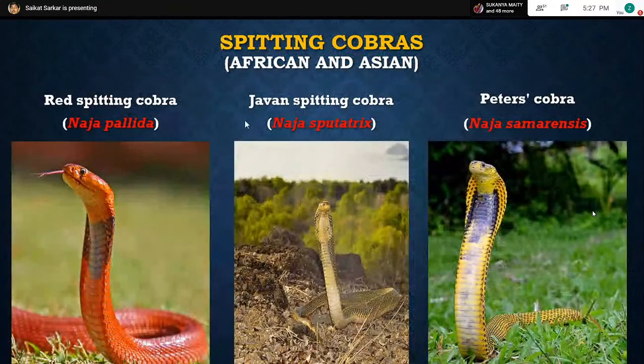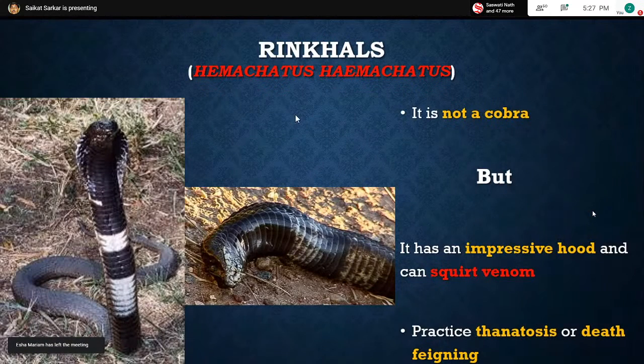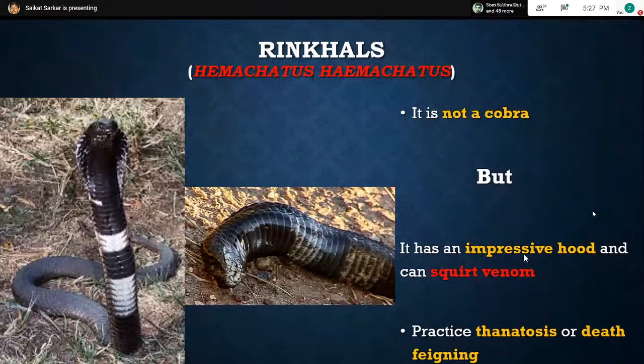These are some pics or examples of spitting cobras. This one is African and these two are Asian. Wrinkles. These are interesting specimens. Why are they interesting? Because first of all, it is not a cobra, but it looks like a cobra. It has an impressive hood and it can squirt venom. It is a spitting snake, or a venom squirting snake, with an impressive hood, and it is not a cobra. So this is very interesting.